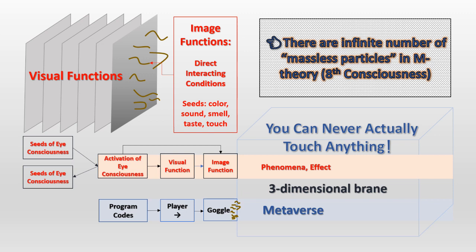Whatever happen in the metaverse, similar to what is in our phenomena space, can never be the interactive conditions as they are just projection. Are there strings representing color, sound, smell, taste, and touch? Yes, certainly. M-theory is said to contain infinitely many massless particles but are discarded by string theorists as they think they are useless. These could very well be the qualia we are looking for.